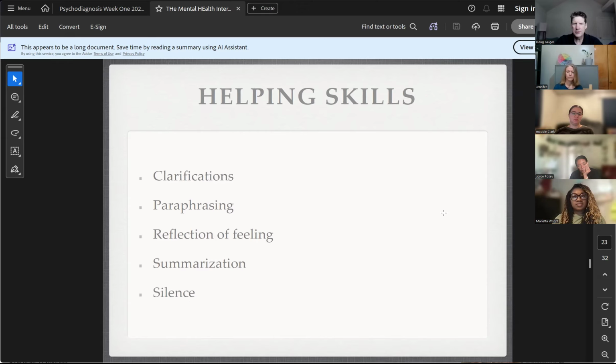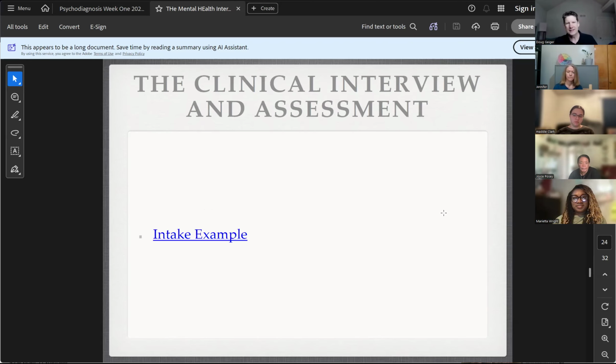So other helping skills you'll be using: clarifications, paraphrasing, summarizing back to them, reflecting of feelings. My favorite one that I harp on a lot is silence, right? Man, if you ask a question, be quiet, right? Let them answer because a lot of times they'll be processing and we don't want to interrupt that. And we have to figure out why we need to break that silence. Is it that I'm trying to rescue them for some reason, right? So if you ask a question, let's honor that silence.